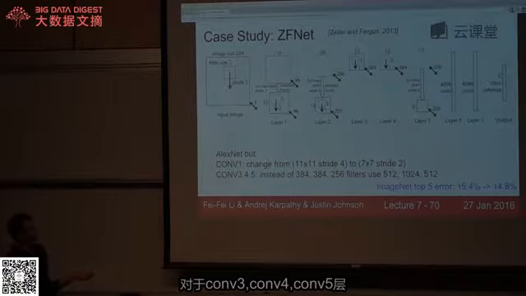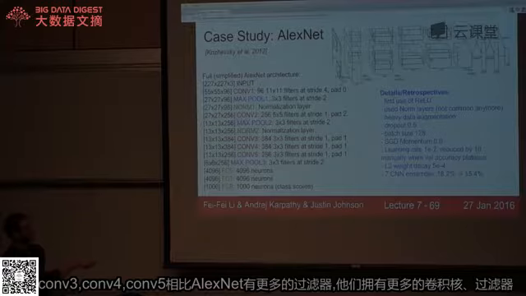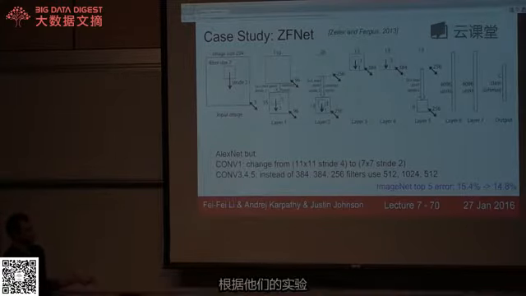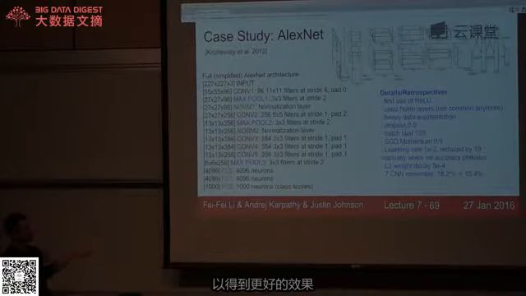And for the conv 3, 4, 5 layers, they used larger filters. So there's more kernels in there, more filters. So originally this, and they changed it to that. And basically, based on their experiments, they found that this was a lot of the limiting factor here, is you want to increase these conv layers to get better performance.